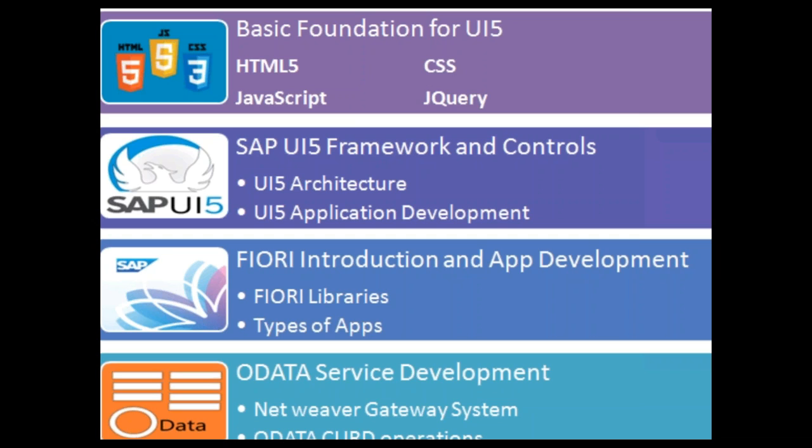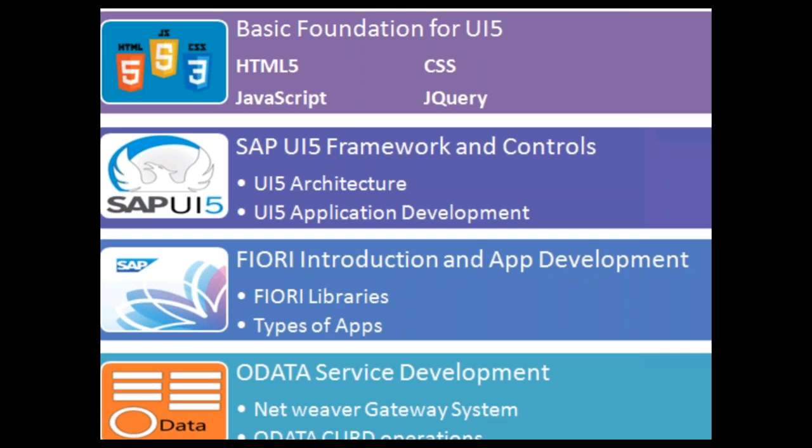Okay, so in this we'll discuss Fiori libraries and also basics of all the types of apps. So there are basically 3 types of apps: transactional, analytical, and fact sheet. We will talk about transactional apps and how to develop them, not the fact sheet and analytical ones.